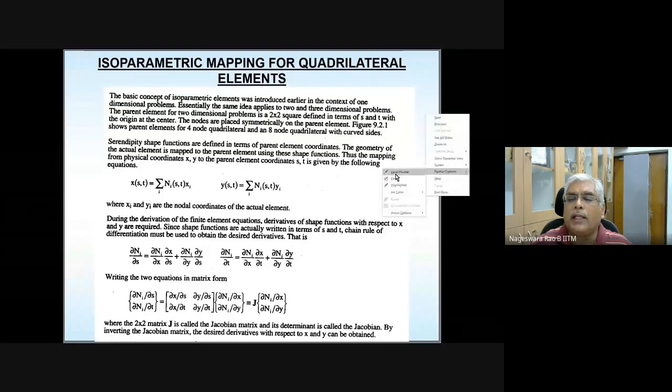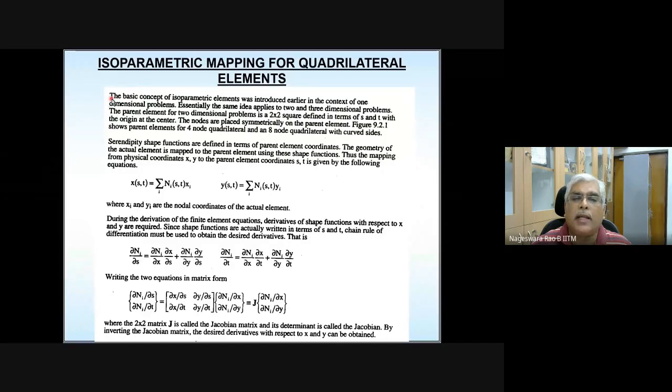And for completeness, let's read this. The basic concept of isoparametric element was introduced earlier in the context of one-dimensional problems. Essentially, the same idea applies to two and three-dimensional problems. You just extend that idea, okay?